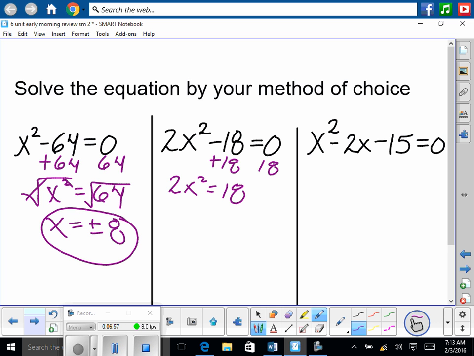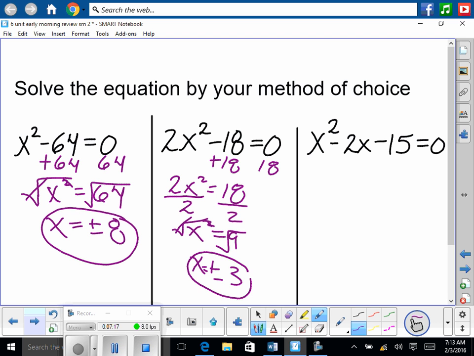Now this is where students get a little bit ahead of themselves when they square root it right here, but we would need to divide by 2 first, right? So we have x squared is equal to 9. Take the square root. Do not forget, when you take a square root, you have to account for the plus and minus, so x is equal to plus and minus 3. Yeah, I did. Okay. Are we good with those? Do not forget the plus and minus.